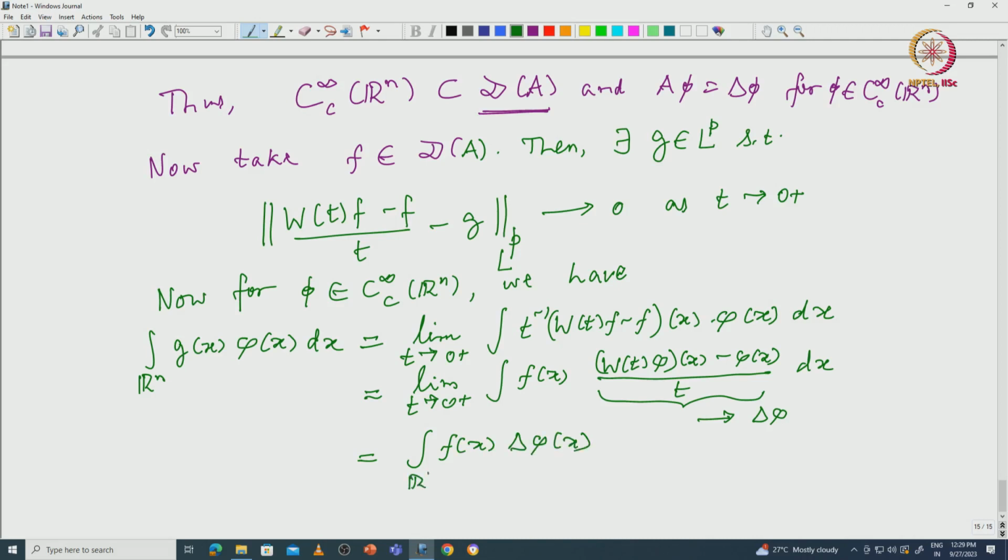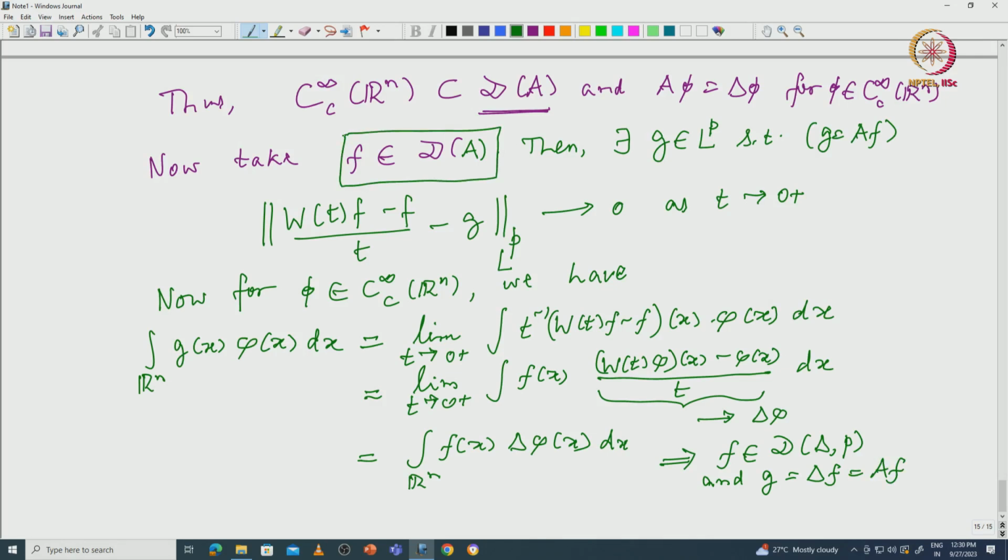Again this is over R^n, and that shows that f is in D(Laplacian_p), so this G is nothing but Af. G is Laplacian f. But G is also Af. So this is one way. If we start with an element in D(A), we conclude that it is in the space D(Laplacian_p) and A of f is equal to Laplacian f. Okay, so this is what we want.